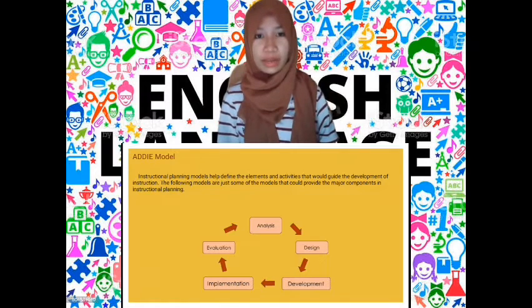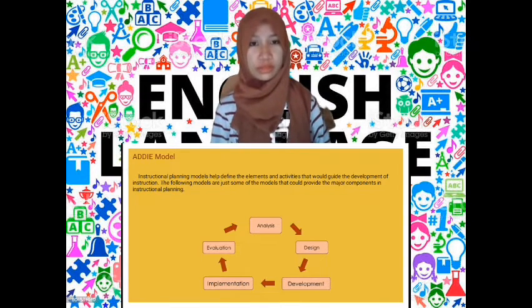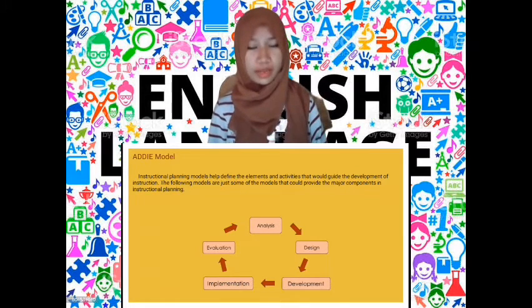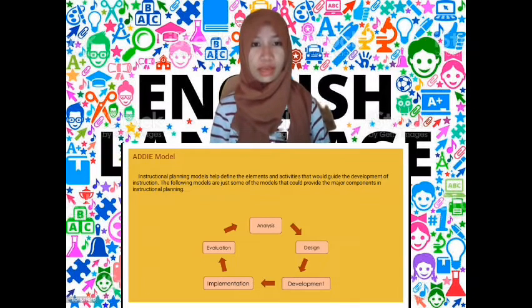The instructional planning models help to define the elements and activities that would guide the development of instruction. The ADDIE model is one of the popular models in instructional planning because of its simplicity and practicality. This model is not just used in the classroom but also in programs and in analyzing existing curricula. The ADDIE model has 5 elements: analysis, design, development, implementation, and evaluation.